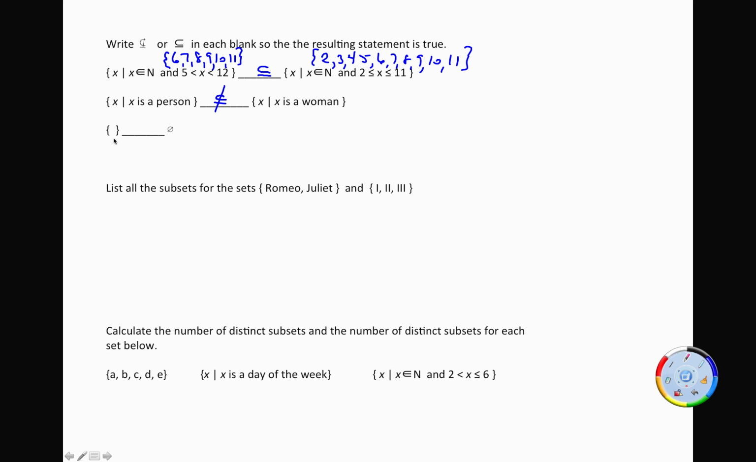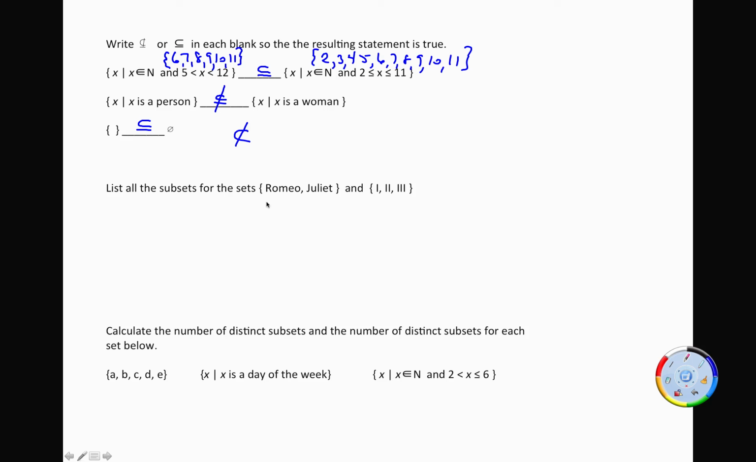Okay, here's the empty set. Here's the empty set. Now, if it were using the proper subset, I'd have to say no. The empty set is not a proper subset, but since they are equal, I can use the subset symbol.